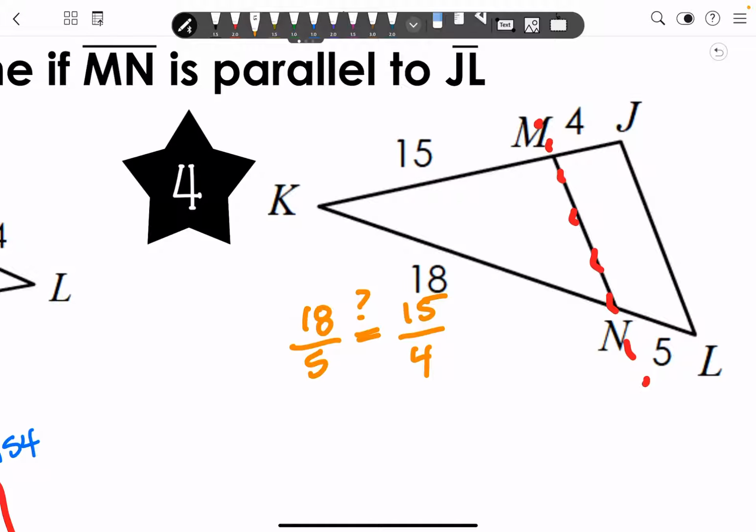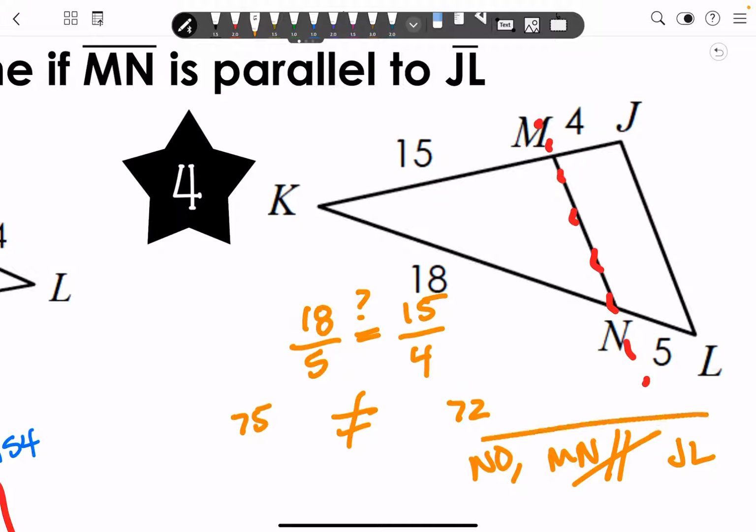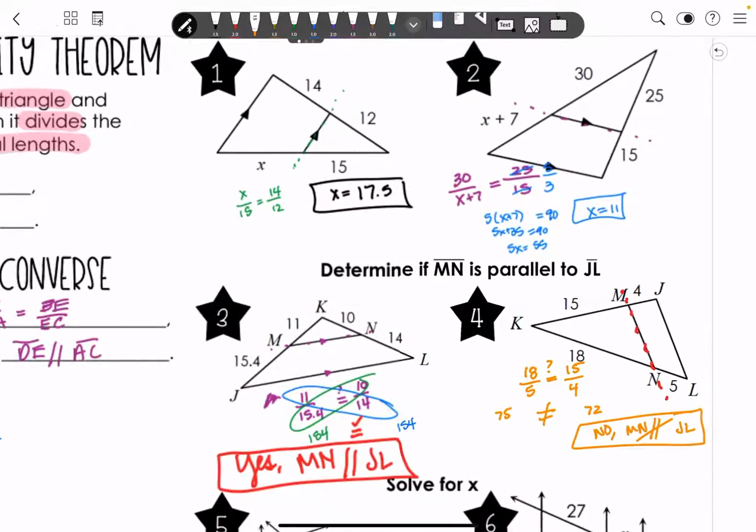Okay, cross multiply, and 5 times 15 gets you 75. And 18 times 4 gets you 72. Since these two are not equal to each other, we're going to say no, MN is not parallel to JL. And that's just me using shorthand. You can go ahead and not use the symbols and just use the words. All right, so that's part of it.